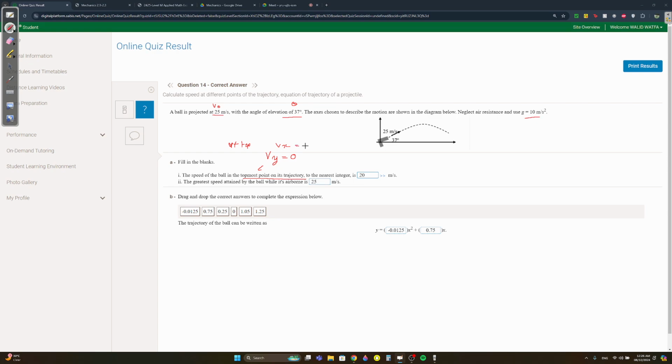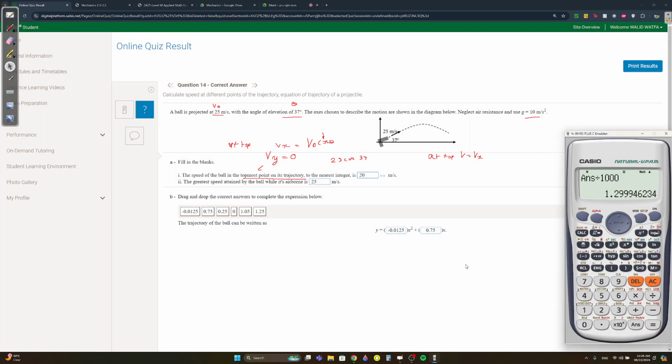What is Vx equal to? We always know Vx is equal to V naught cosine theta, because Vx is constant. So it's going to be 25 cosine 37. Right? That's what Vx is. That's why at the highest point there's no Vy. Look at the top, V is only equal to Vx. Okay, 25 cosine 37, 19.9. So yeah, I need 20.